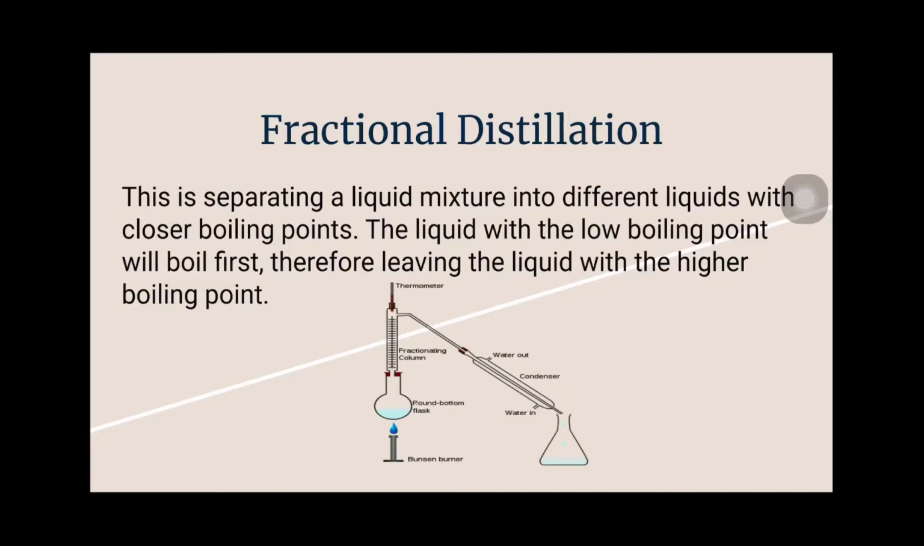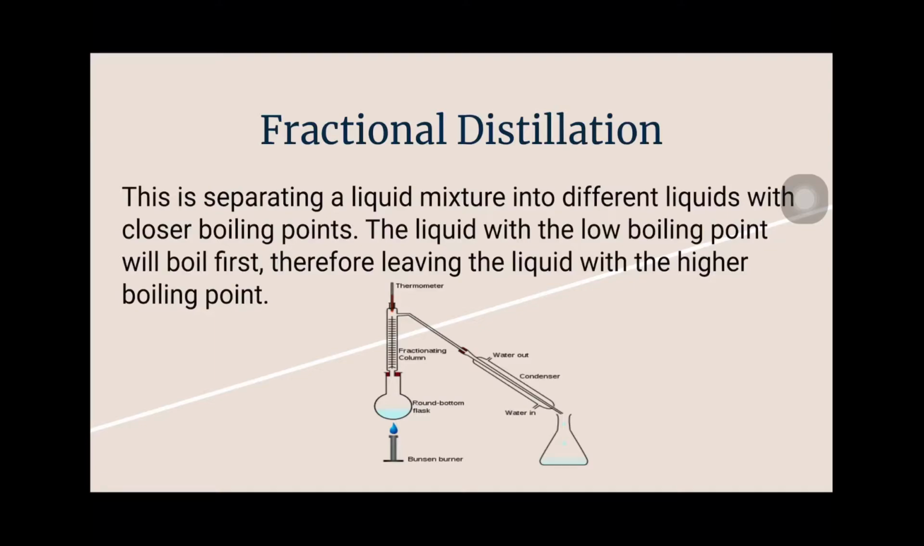Fractional distillation. Fractional distillation is when you separate a liquid mixture into different liquids. This is done if they have different boiling points. This can be done when the liquid with the lower boiling point boils first, and then it will turn into gas, which can condense and turn into liquid, and now you can have two different liquids.